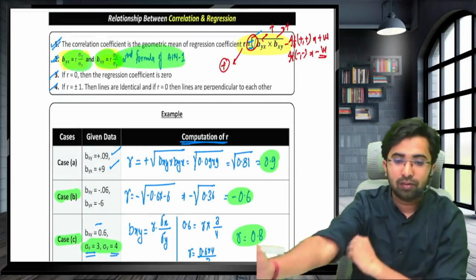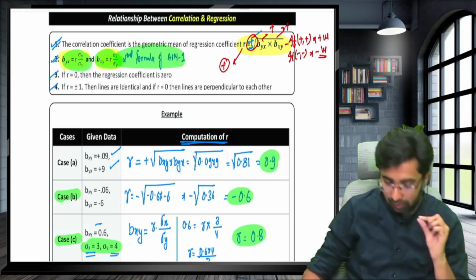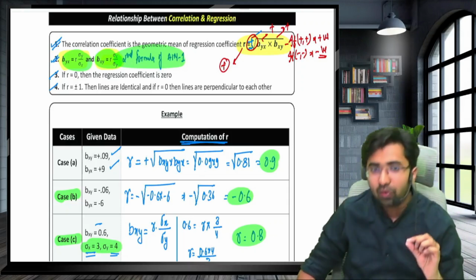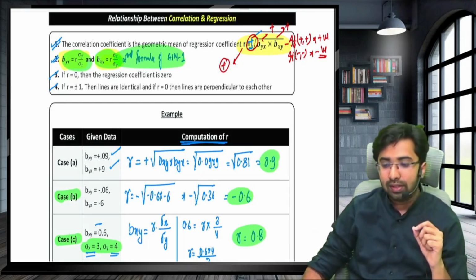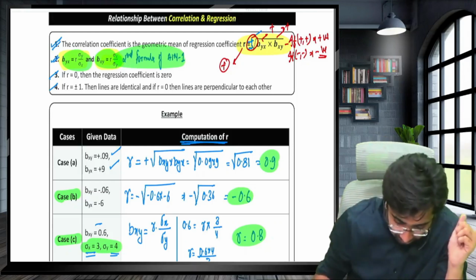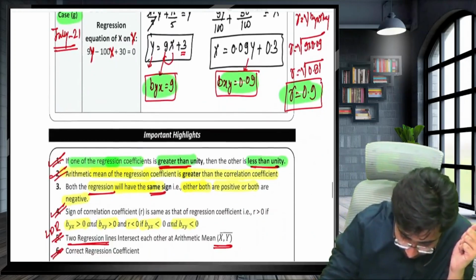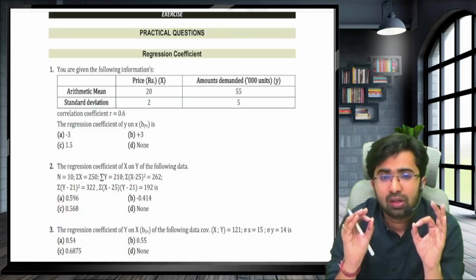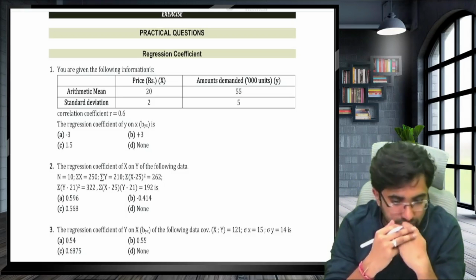Guys, today we have to wrap up the regression analysis. Yesterday I gave you some homework in the regression analysis. I hope you all have solved those questions. In the last class I gave you homework, and I requested all of you to solve all the questions of the main book.